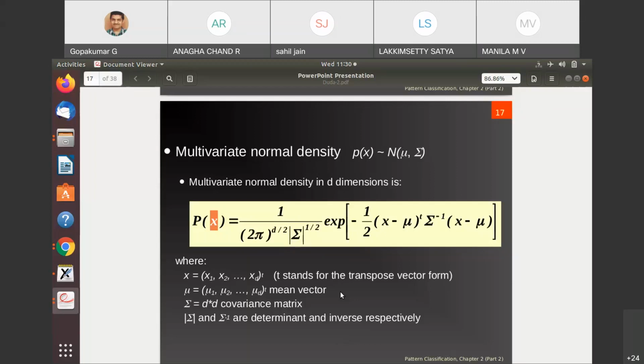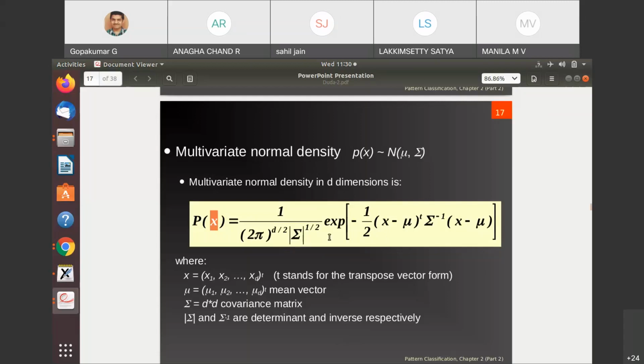And when you have the variance, we are defining a feature with respect to its mean value. But when it comes to the multivariate case, we have to consider, for example, how two features are varying together. Or maybe we have to consider all such possibilities.